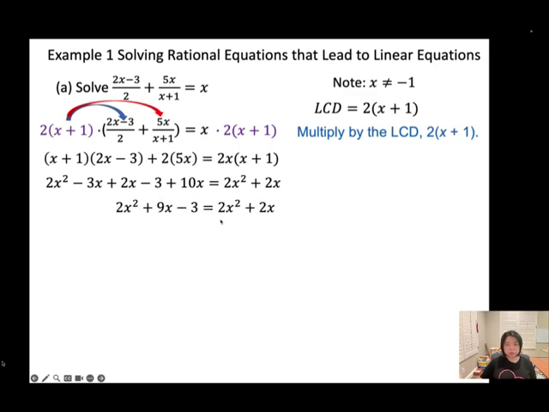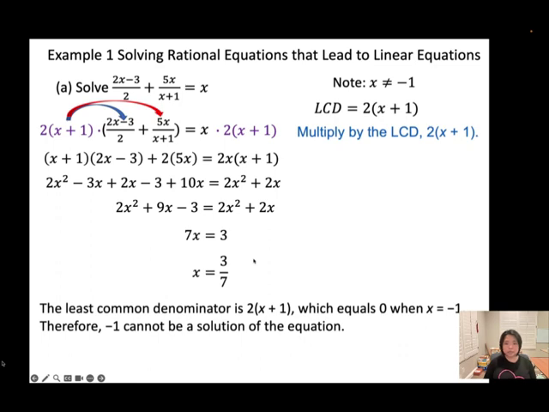And then we're going to subtract 2x squared from both sides, and also subtract the 2x and add 3 together. Okay, divide by 7. After you find your x, double check. Remember at the beginning we wrote it down, x cannot be equal to negative 1, right? Did we get negative 1 here? No, so this is good. So we're going to write it down: x is going to be equal to 3 over 7. And the restriction, x not equal to negative 1, does not affect this result.